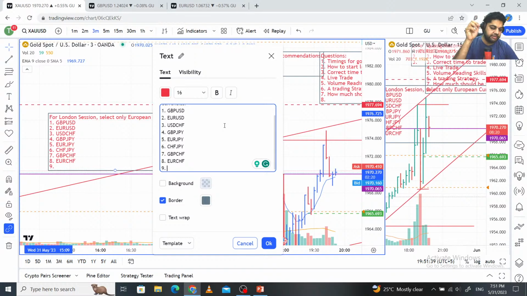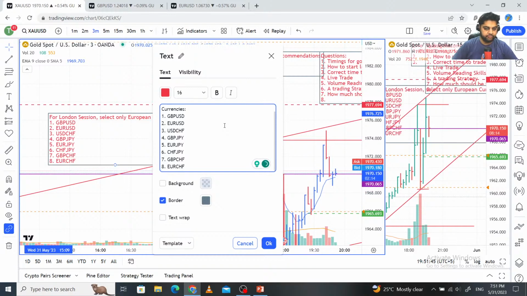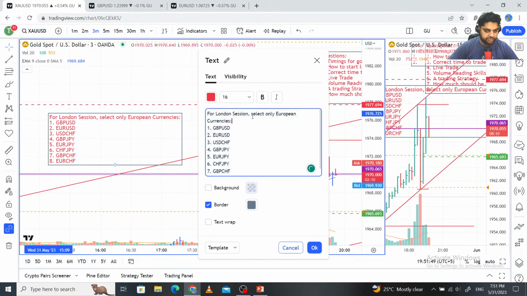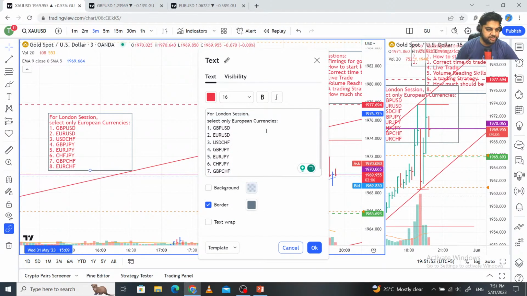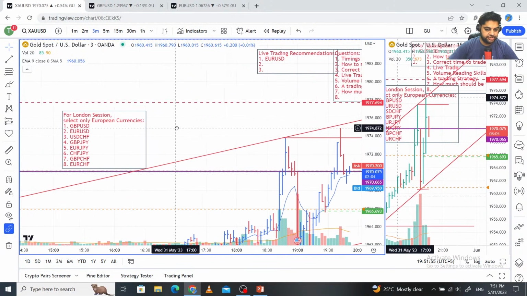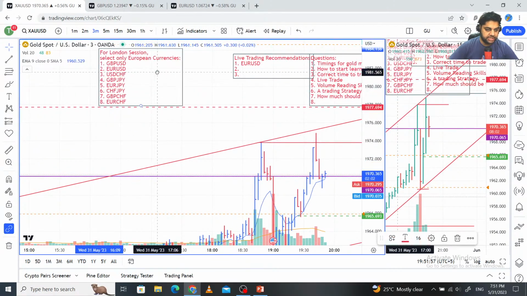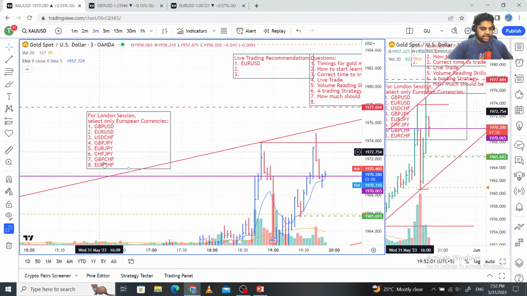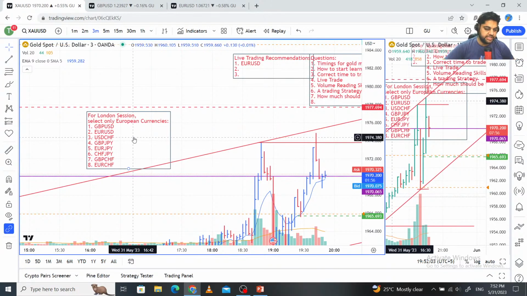So these are the three important currencies, and of course you can also get some more currency pairs from this. This is the list of pairs which I will encourage you to select if you want to trade in the London session. This is a very important idea. Just note down this thing, please, that you have to select only the currencies which are suitable for the London session.